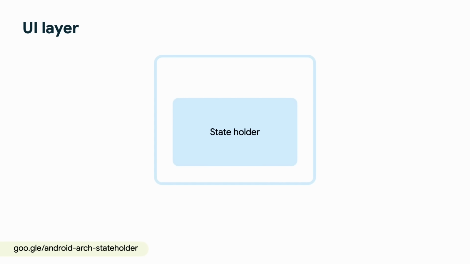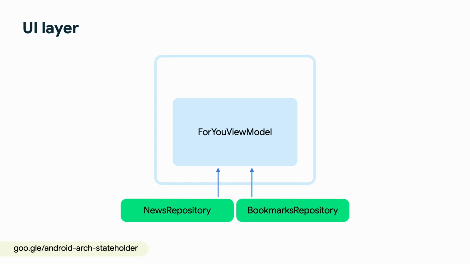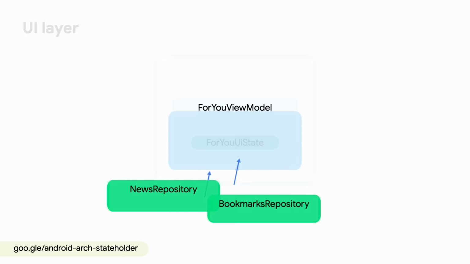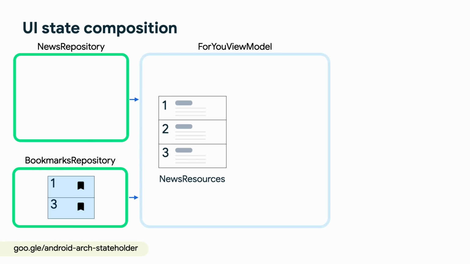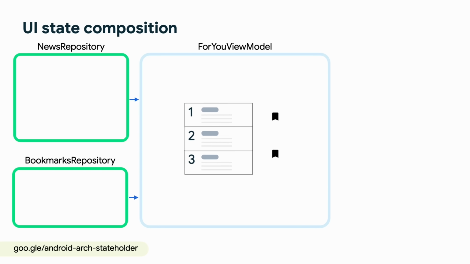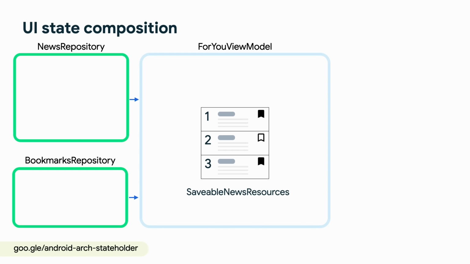For this, we can use a Jetpack view model, prefixing the name with ForU, the name of this feature. This class listens for data from the news and bookmarks repositories and combines them to create a UI state. Before we dive into the code, let's look at exactly what's happening here. We have lists of news resources coming from our news repository, and we have lists of IDs coming from our bookmarks repository. Our view model combines these two to create a list of savable news resources. Each item in this list contains the news resource itself and whether it's saved or not.